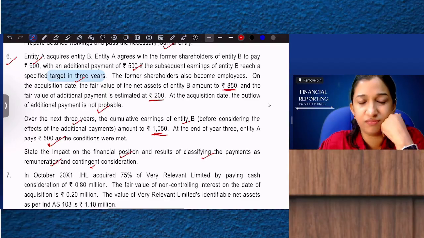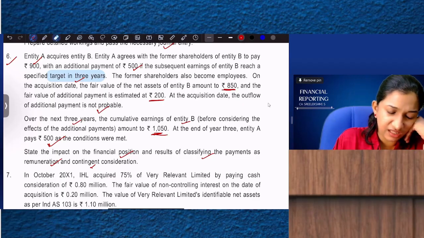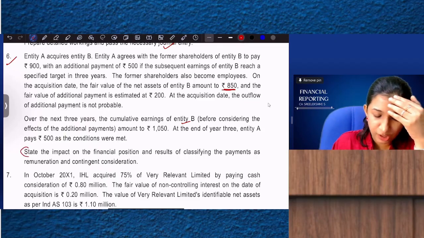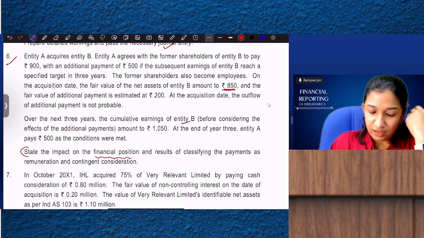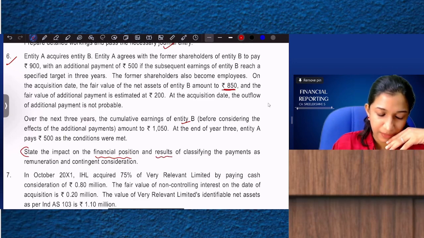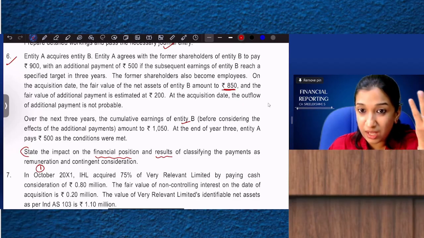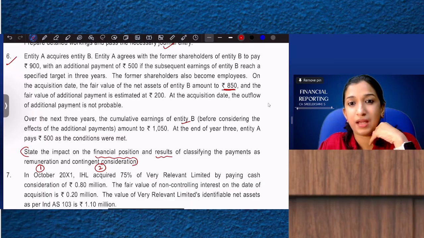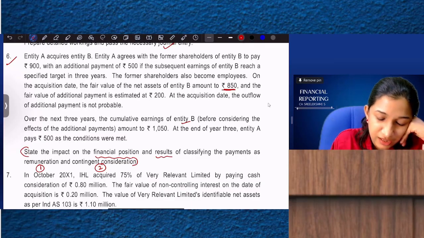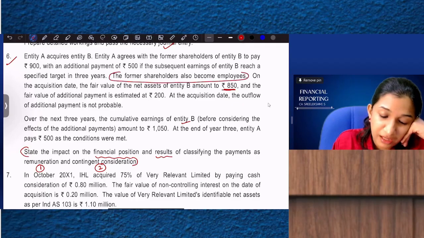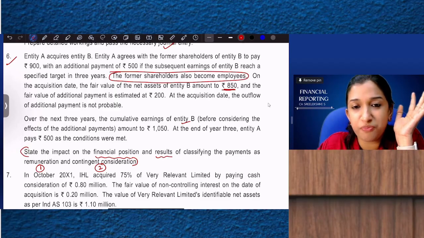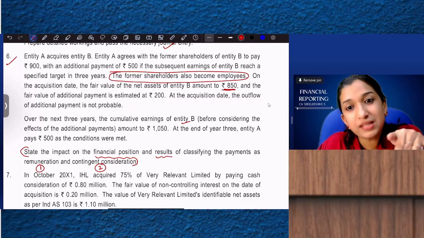What is this? I didn't understand this. I'm not reading the question again. State the impact on balance sheet, financial position, and results of classifying the payment. What if the additional payment is treated as remuneration? What if the additional payment is treated as contingent consideration? What is the impact? The former shareholders also become employees. So if it is not a part of PC, what is the impact? If it is PC, what is the impact?